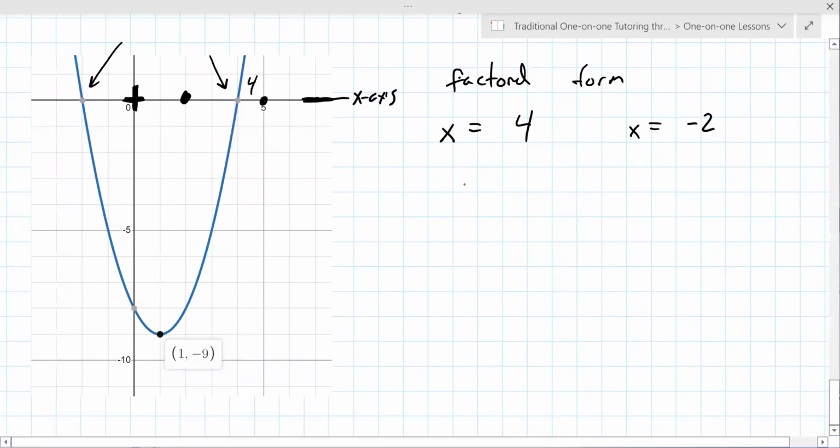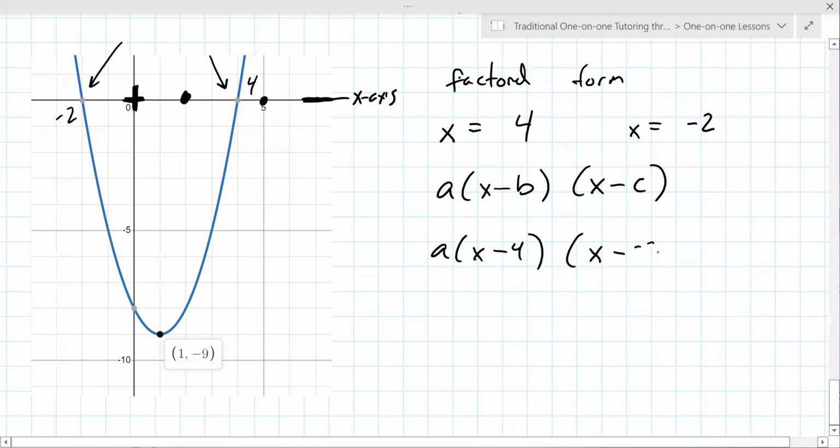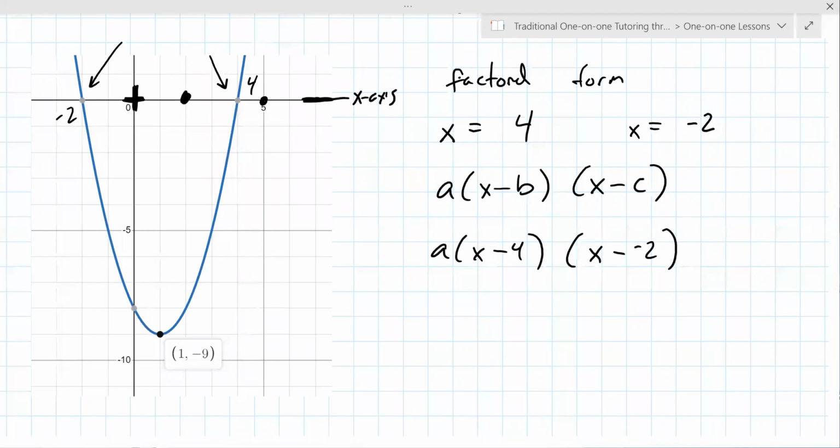So you always write it in this form: a, x minus b, x minus c. What is the value of b and what is the value of c? B is 4 and C is -2. So it's a, x minus 4, x minus -2. Are there any simplifications that are needed? Yes, x minus -2 turns into x plus 2.